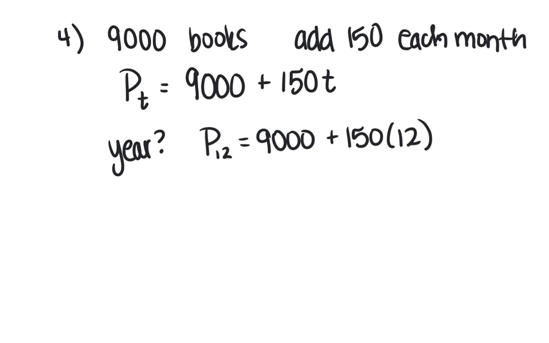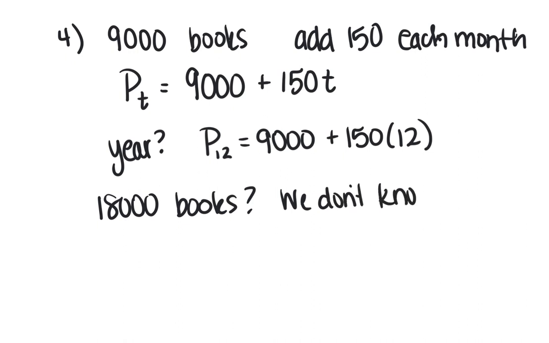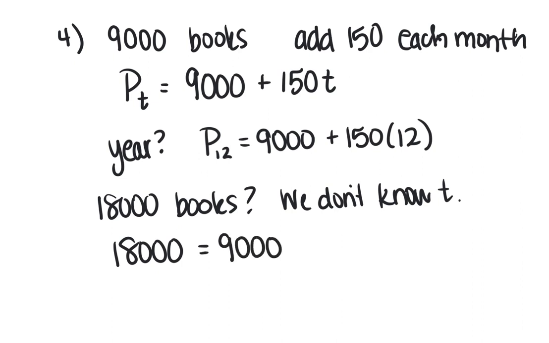Now, the third question, this one is one that we haven't encountered yet. This one says, how long will it be before the library contains 18,000 books? So this time we don't know t, but we do know the population. We do know that we want it to equal 18,000. We're starting with 9,000 and we're adding this 150 at a time. But notice here, we plugged in the 18,000 and we're actually going to need to solve for t.